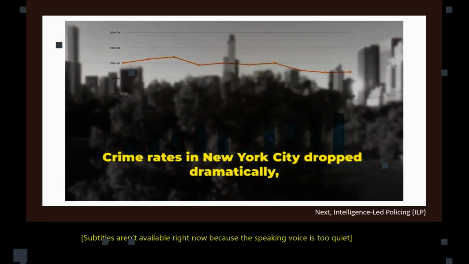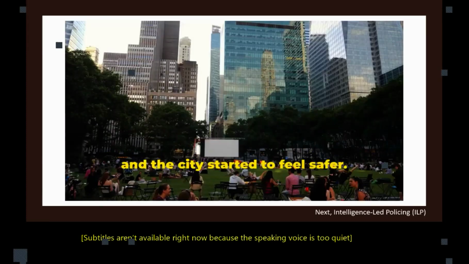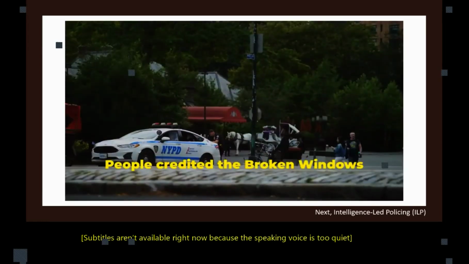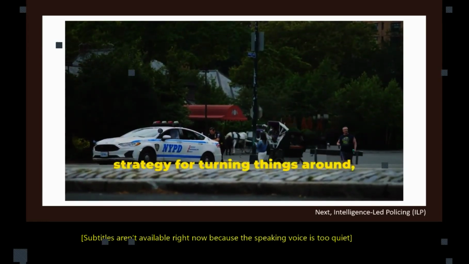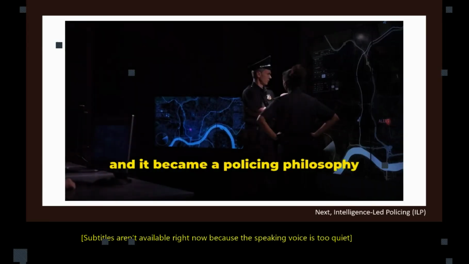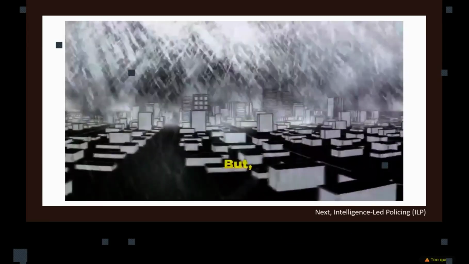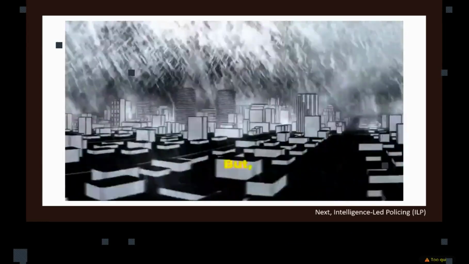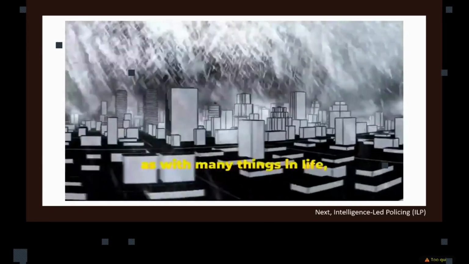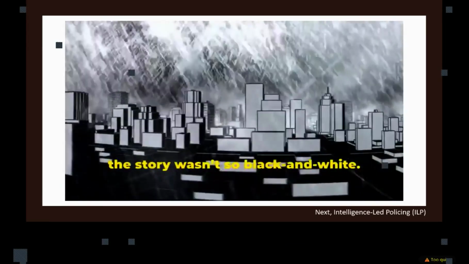And at first it seemed to work. Crime rates in New York City dropped dramatically, and the city started to feel safer. People credited the broken window strategy for turning things around, and it became a policing philosophy adopted by cities around the world. But, as with many things in life, the story wasn't so black and white.